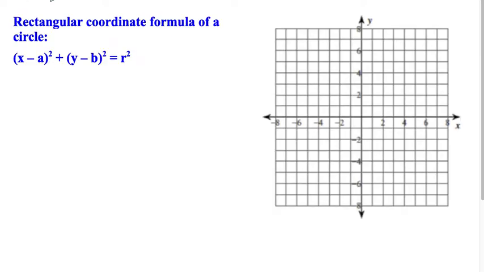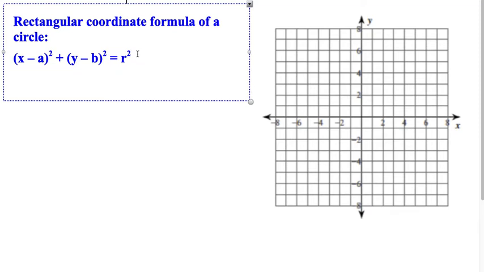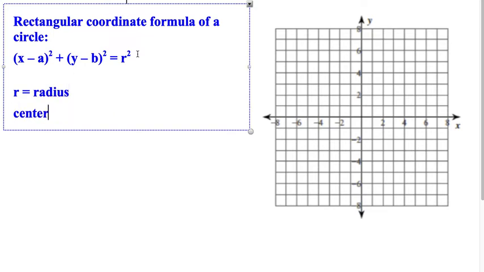This is the trickiest of them all, but it's not actually that bad. So this is the rectangular coordinate formula of a circle. Rectangular coordinates are simply the xy coordinate plane as you know them, and this is how we can graph them. So it should be relatively obvious, but I'll go ahead and put this in here just to make sure we're clear, that r is the radius, and the center of the circle, which is not obvious, is a point A, comma, B.